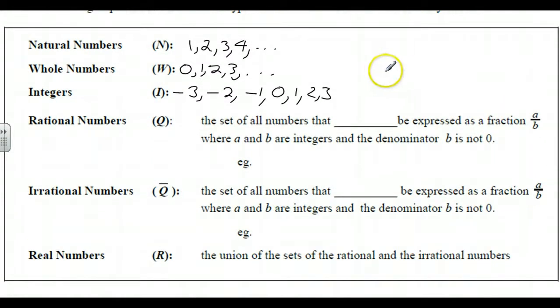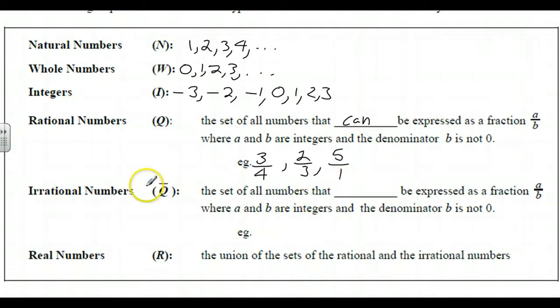Rational numbers, which uses Q for a symbol. So N for natural, W for whole, I for integer, Q for rational, because R is reserved for real numbers. The set of all numbers that can be expressed as a fraction, a over b, where a and b are integers, and the denominator b is not 0, because you're not allowed to divide by 0. So here's a rational number, 3/4. Here's another one, 2/3. Here's another one.